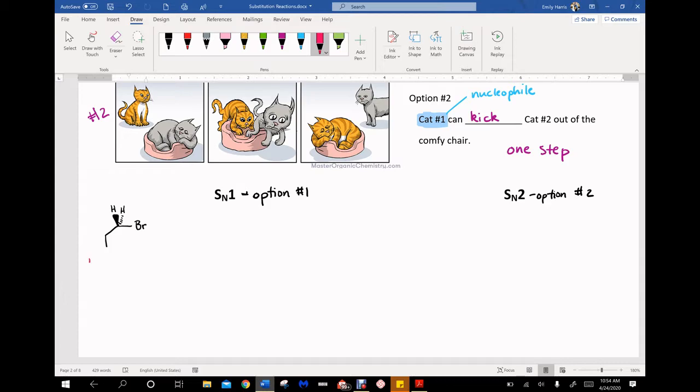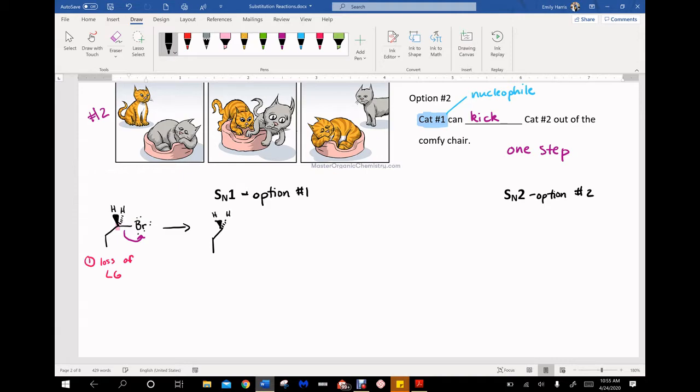All right, so step 1 of this mechanism is the loss of the leaving group. These electrons here are going to be given to the bromine. At this point, since we've lost electrons that were bonded to this original carbon, that carbon will now become a cation. We don't have this last bond anymore, but this carbon is now a cation.